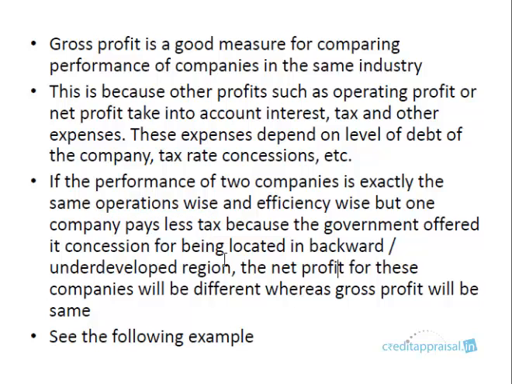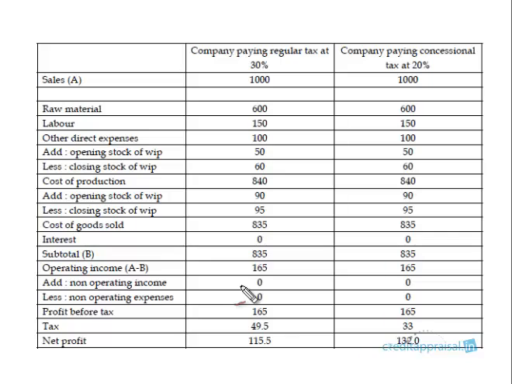Let us see why. Take a look at these two companies. They have the same turnover, 10 crores. Their expenses are the same in every aspect. Every item is the same, so till profit before tax they are identical in all aspects. Then there is a tax component. One company is having a higher tax, and the other company is having a lower tax.